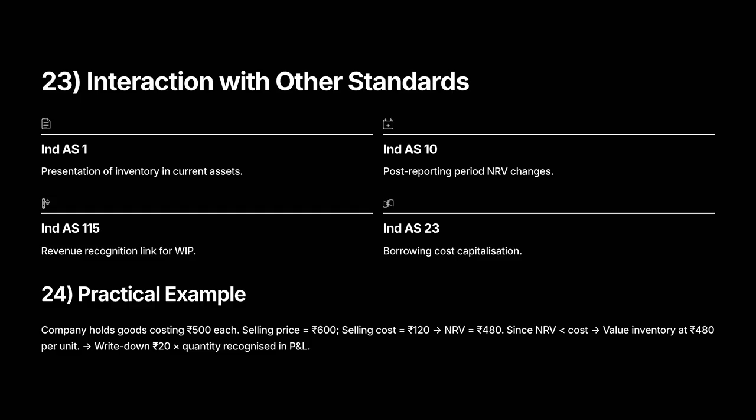Interaction with other standards. IND AS 2 links with IND AS 1 for presentation, IND AS 10 for post-reporting period changes in NRV, IND AS 115 for WIP under revenue contracts, and IND AS 23 for borrowing costs. Always check related standards when complex items arise.